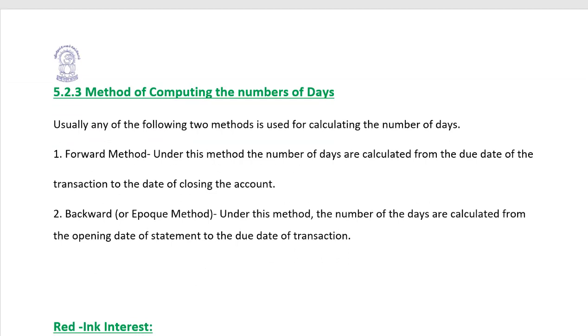Third method of computing the number of days. Usually, either of the following two methods is used for calculating the number of days. First, forward method. Under this method, the number of days is calculated from the due date of the interest to the date of closing the account. Second, backward or epoch method. Under this method, the number of days is calculated from the opening date of the statement to the due date of the transaction.